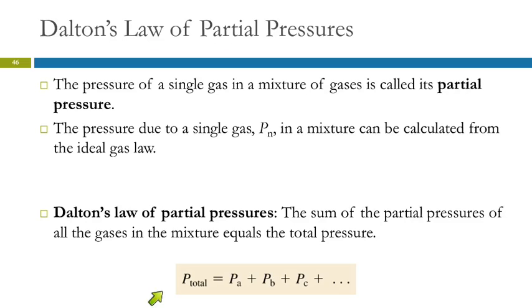So here we're saying P total, so that's the total pressure, is equal to the pressure from gas A plus the pressure from gas B plus the pressure from gas C plus, and you just go on and on until you've covered all the gases in the mixture. Dalton's law of partial pressures.